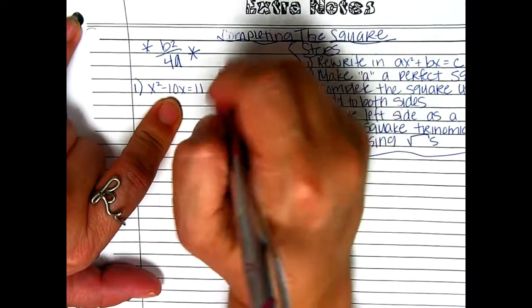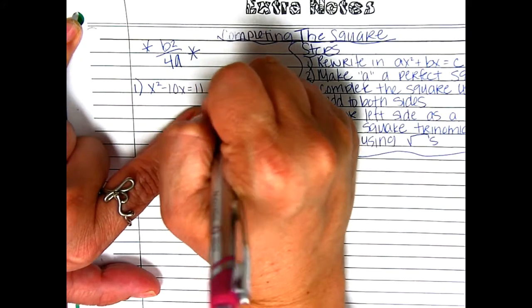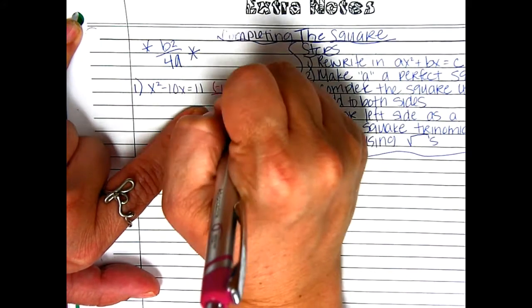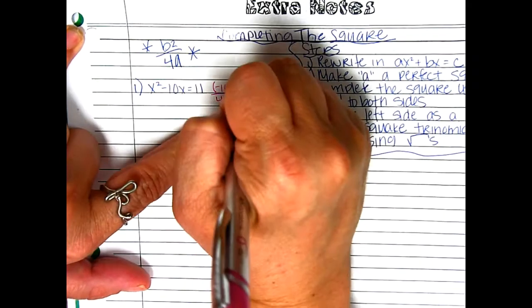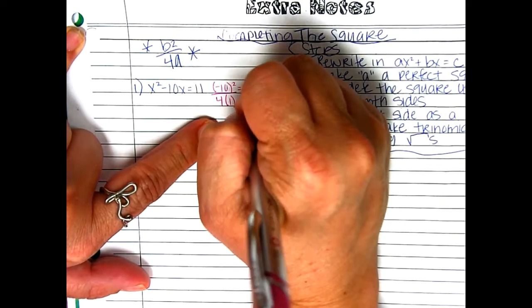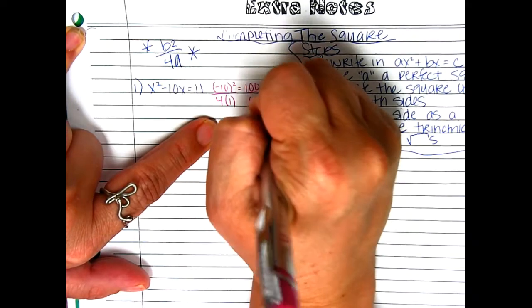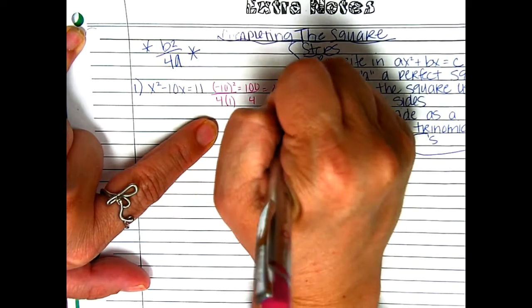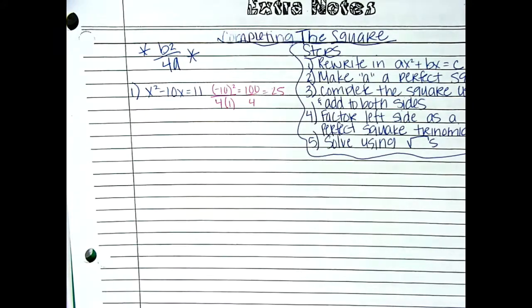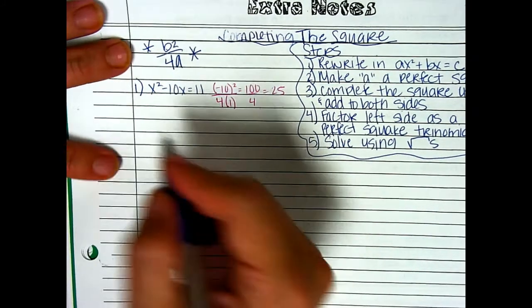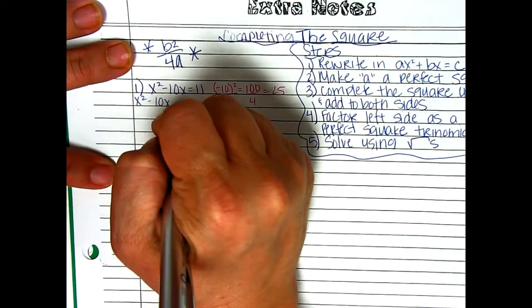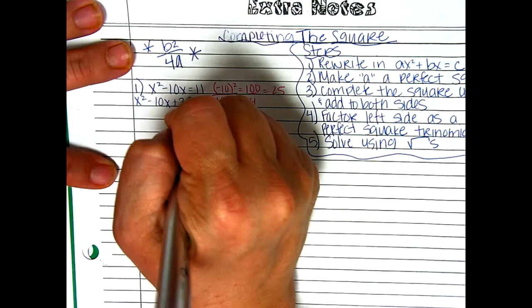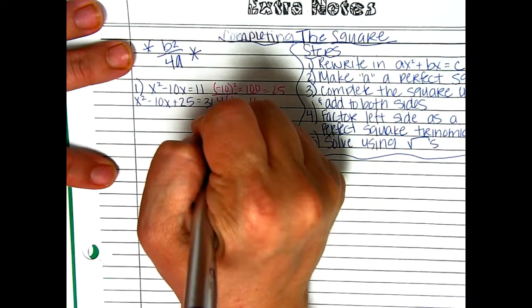So b is negative 10. So I have negative 10 squared over 4 times a is 1. So negative 10 squared is 100. Divided by 4 is 25. So I'm going to add 25 now to both sides of my equation. So it now looks like x squared minus 10x plus 25 equals 36.